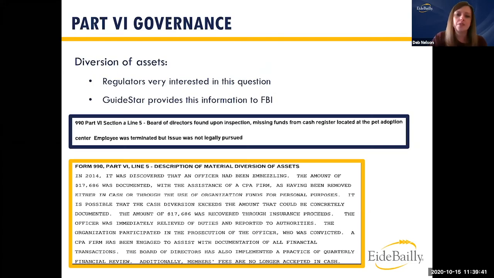And another example of a question in this area relates to the diversion of assets. So regulators are very interested in this information, and GuideStar actually provides this detail to the FBI. So here are 2 examples of what disclosures might look like in this area. You can see the first one is very brief. It's saying the board of directors found upon inspection missing funds from the cash register located at the pet adoption center. The employee was terminated, but issue was not legally pursued.